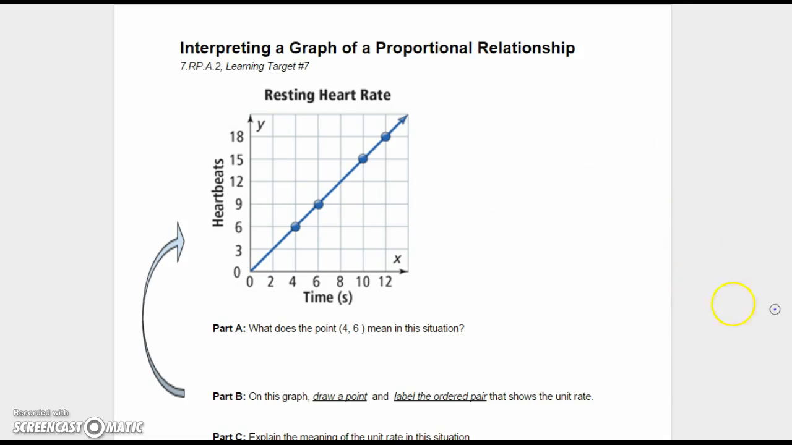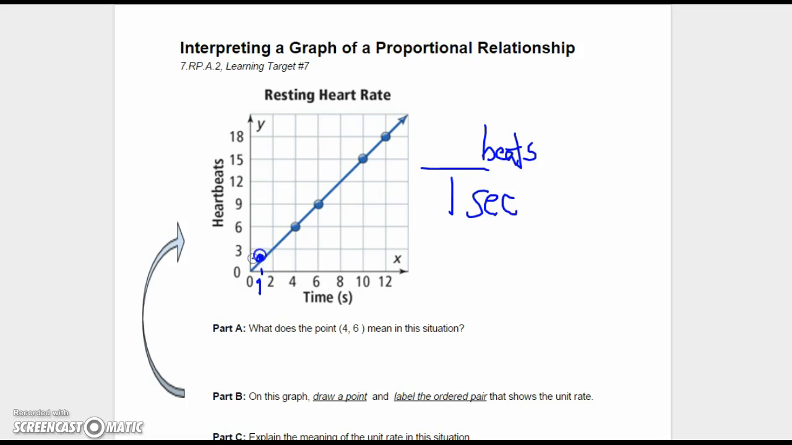So next, you're given this graph and you've got to find the unit rate. Well, remember, the unit rate is always a comparison of one quantity to one unit of the other quantity. So in this case, we want where x equals 1. So in this case, we want to know the number of heartbeats for every 1 second. So it's going to be this point right here.